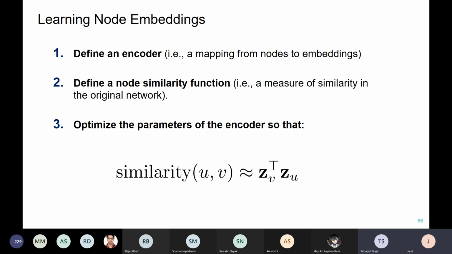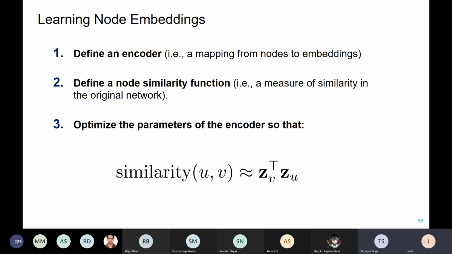First of all, it's an encoding problem, so we have to define an encoder. The encoder will basically map the nodes to the embedding space. The second is to define a node similarity function, which will compute the similarity between two nodes. And the third, very obvious step, is to optimize the parameters of this encoder so that you can approximate the similarity between two nodes U and V in terms of the dot product. Okay, those are the three simple steps you have to do.